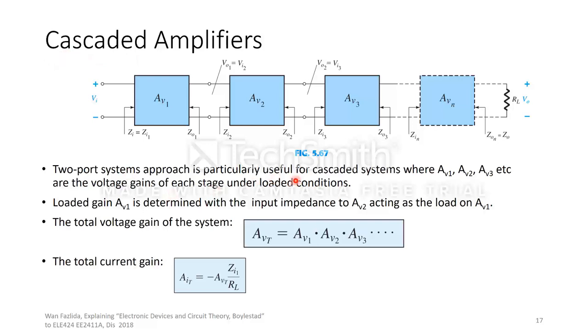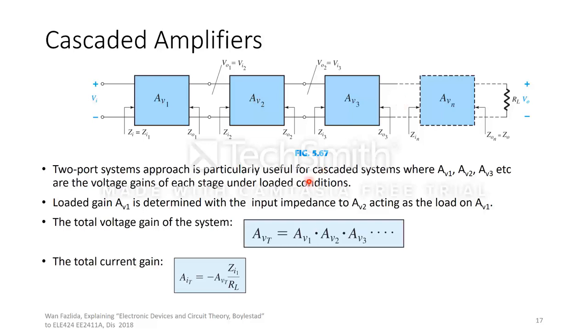Okay, so the two-port systems approach is particularly useful for cascaded systems where AV1, AV2, AV3, etc. are the voltage gains of each stage under loaded conditions. Okay, it's not AVNL here, it's AVL. So loaded gain AV1 is determined with the input impedance of AV2 acting as the load on AV1. So the input impedance of AV2, Zin2, is actually providing the load for amplifier 1, and Zin3 is acting as a load to amplifier AV2.